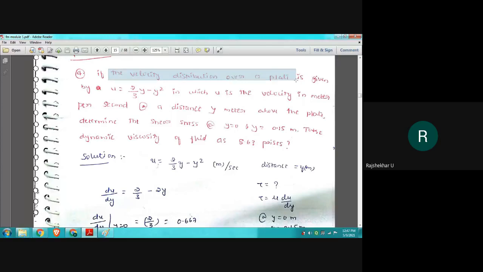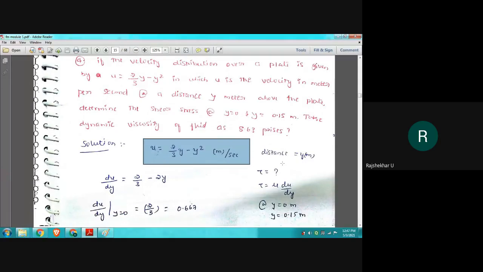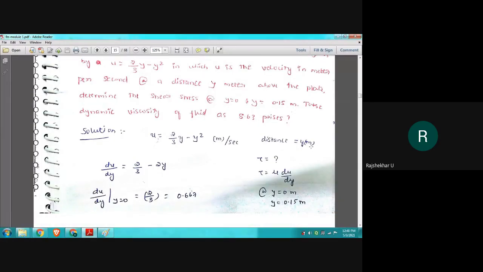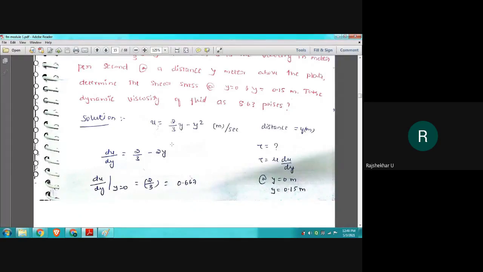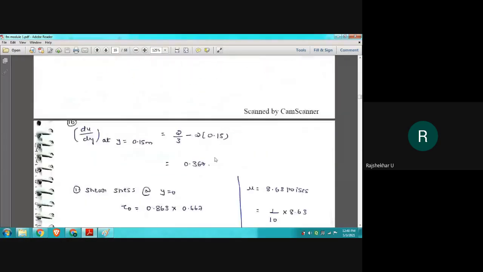In this problem, it is given that the velocity distribution over a plate follows an equation: u is equal to 2 by 3 y minus y square, and the distance is taken in the y direction, in meters. Imagining a plate, perpendicular to the plate, in the vertical direction, we have to find out the shear stress at a distance y is equal to 0, which means exactly at the plate, and at 0.15 meter from the plate.